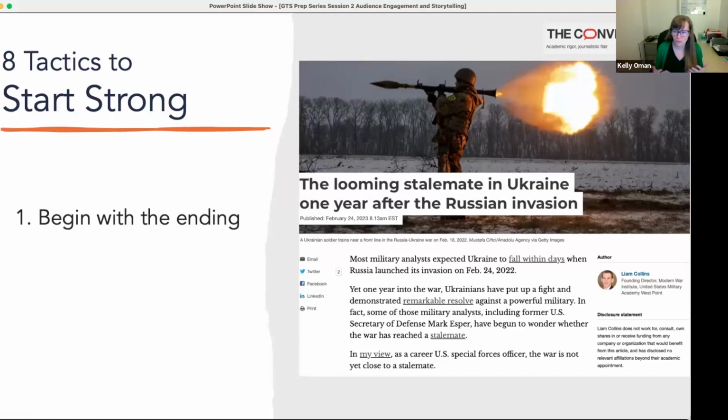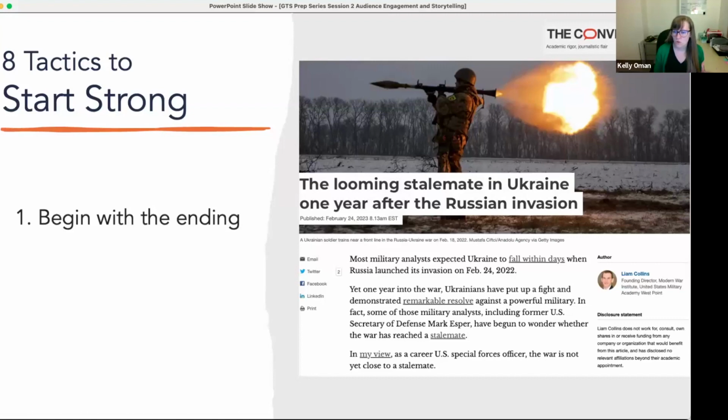So what is the end of all of this? This example here, and I apologize, some of these are a bit dated. This is from last year, but it was talking about the war in Ukraine. And the first sentence is, most military analysts expected Ukraine to fall within days when Russia launched its invasion on February 24th, 2022. Yet 1 year into the war, Ukrainians have put up a fight and demonstrated remarkable resolve against a powerful military. And then by the end, in my view, as a career U.S. Special Forces officer, the war is not yet close to a stalemate.